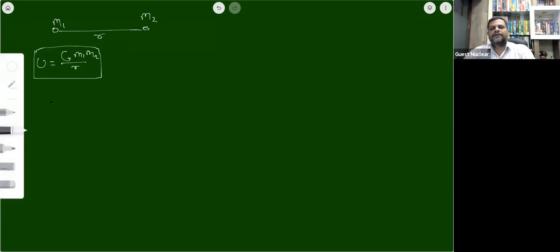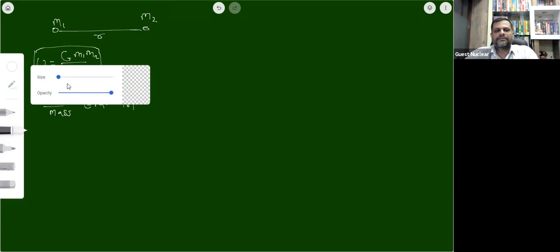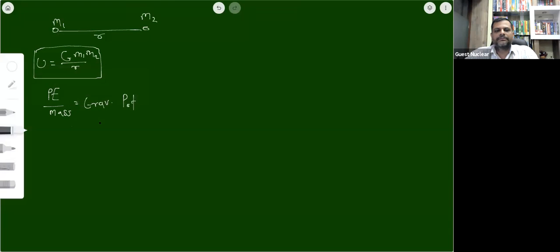But now if we consider the gravitational potential, so what do you mean by the gravitational potential? The potential energy per unit mass is actually called as gravitational potential. Remember, what is gravitational potential? I repeat, the potential energy per unit mass is actually called as gravitational potential. तो पोटेंशियल एनर्जी को हमको क्या करना है? मास से डिवाइड करना है, इससे हमको ग्रेविटेशनल पोटेंशियल मिलता है.